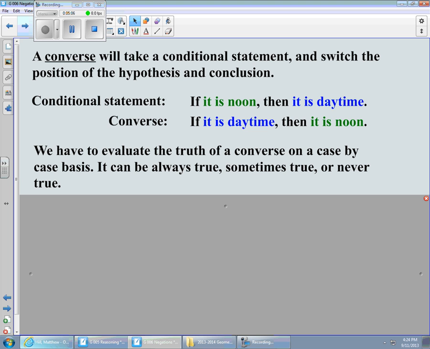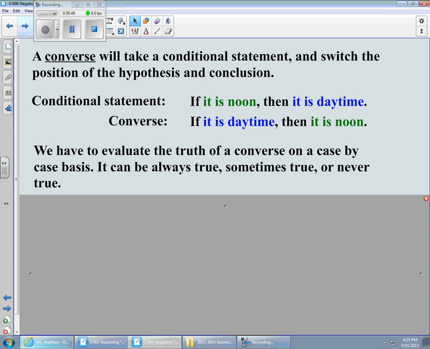Now, you have to evaluate the truth of a converse on a case-by-case basis. You may have started off with a completely true conditional statement, but that does not guarantee that the converse is going to be completely true. In fact, there are three categories for the truth here on the converse, and those categories would be always true, sometimes true, or never true. So let's think about this statement: if it is daytime, then it is noon. Would this be always the truth, sometimes the truth, or never the truth? Well, clearly, right now, I am standing in my classroom and I am recording a video at 4:25 p.m.